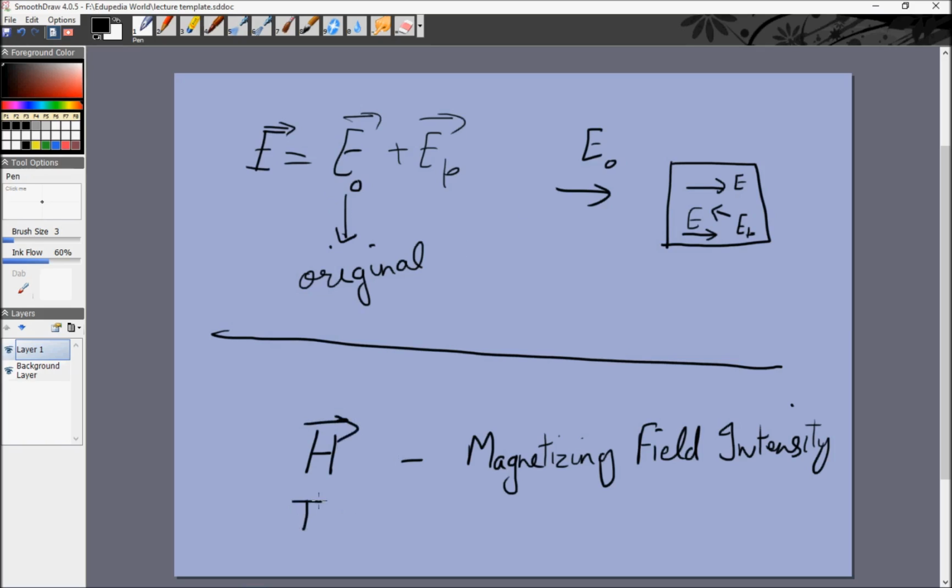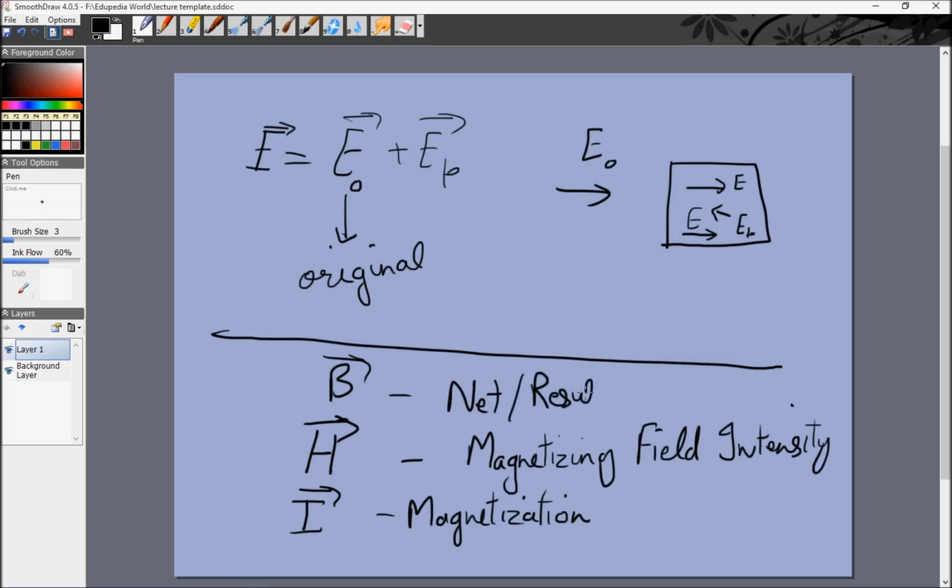Then we'll have I, which is the magnetization. This is the analog of polarization, and polarization is what creates EP, right? So magnetization is what will create the magnetic field, right? The magnetic field due to the induced thing. And B will be the net magnetic field, net or resultant. Right, so we've just changed the symbols a little bit. H is what we'll control, right?